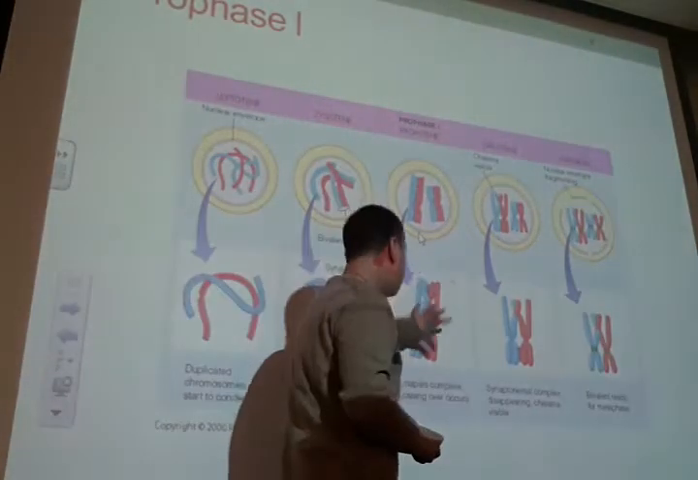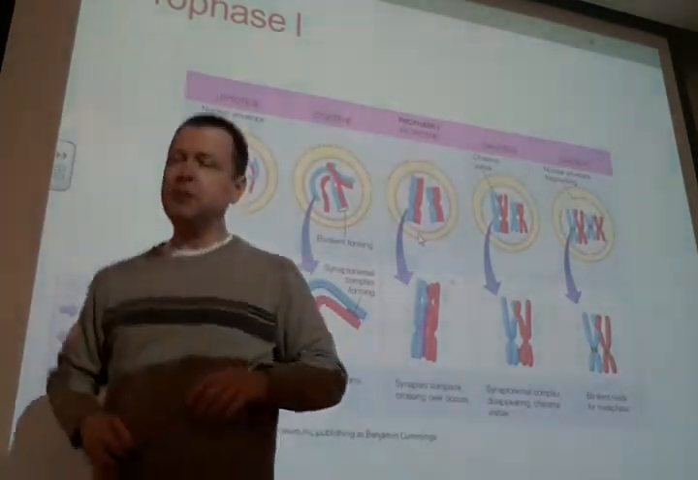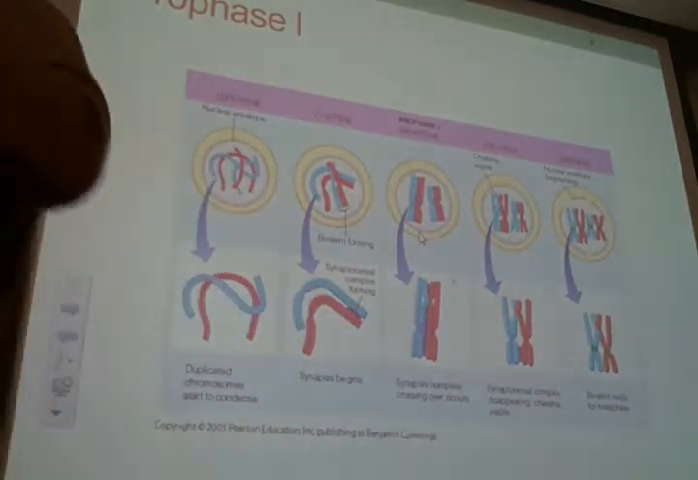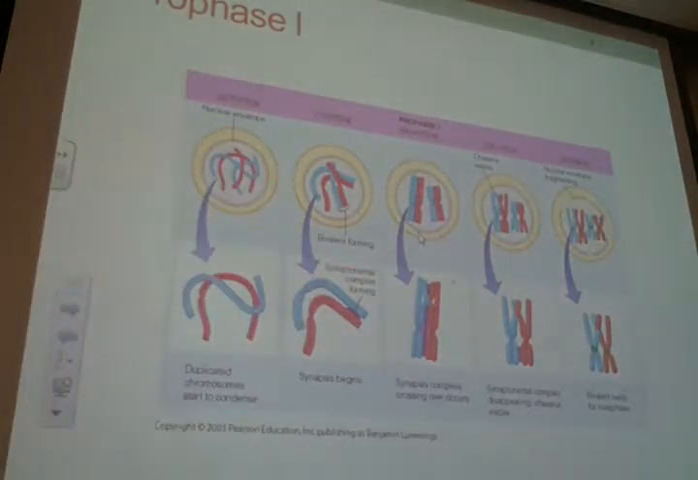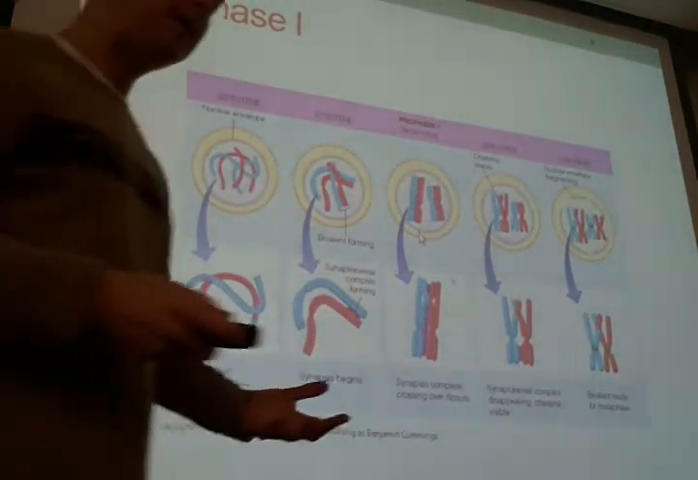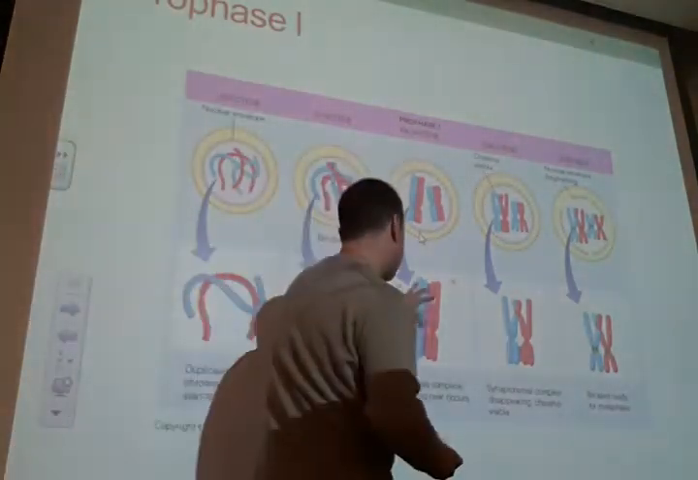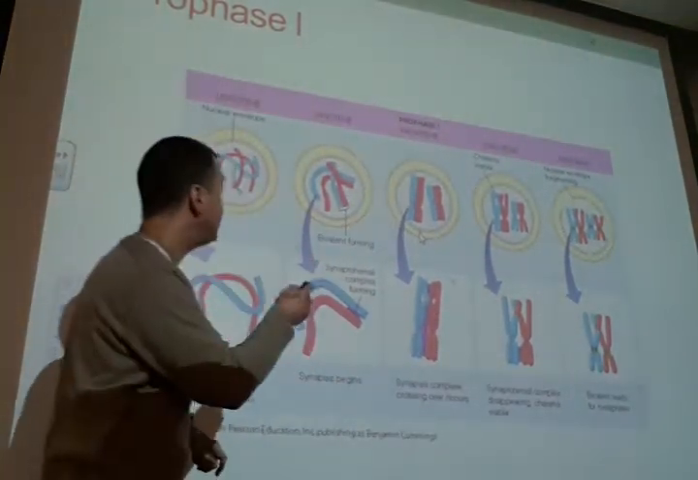And again, just believe me for now, and I'll show you more clearly in a few minutes, that will create a huge amount of genetic diversity. And that's the whole point of meiosis. Okay, so the actual crossing over happens here in pachytene.